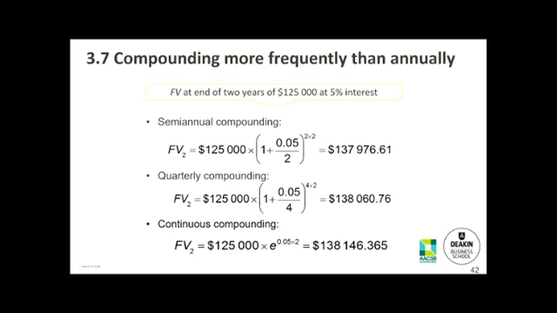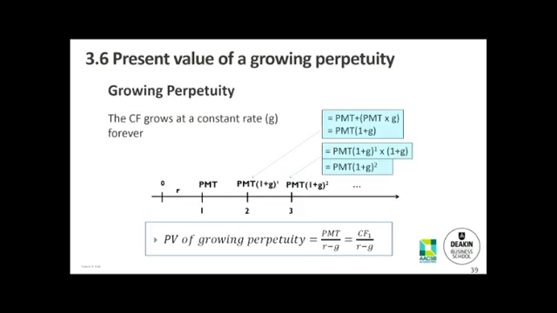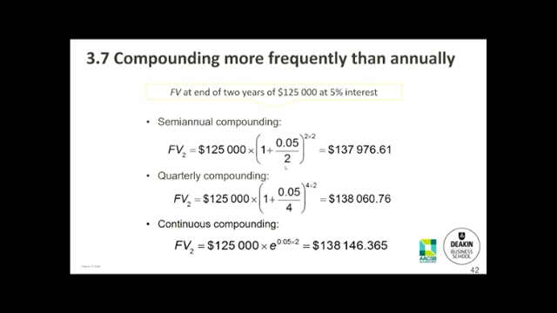Am I right? But now, what if it is semi-annual compounding? If it's semi-annual compounding, m equals 2. Am I right? You put m into the equation. When it is semi-annual compounding, m equals 2, so interest divided by m. Do you agree? Then m times n, where n is the number of years. 2 years, n is equal to 2. M is equal to 2. Now m times n equals 4. So you now can work out the future value that way. How much is it? $137,976. Any questions about this calculation?